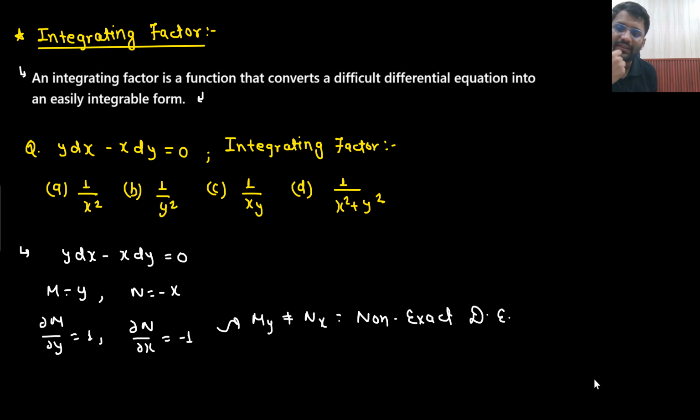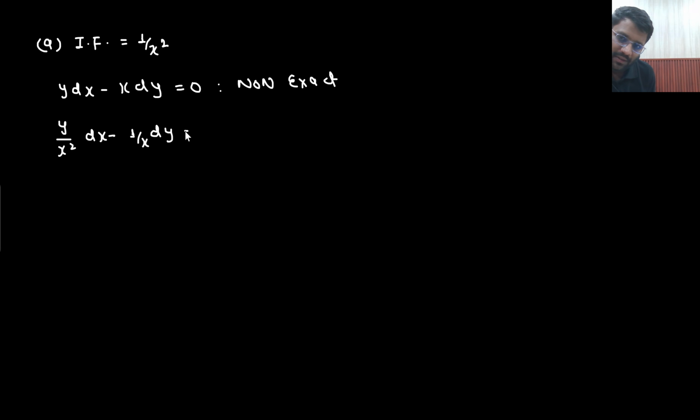Let's see that. First one is, if I treat my integrating factor as 1 by x square. So what is this guy saying? This guy is saying that your equation is y dx minus x dy, which is non-exact, equals to 0. If you multiply me, 1 by x square, then I will become exact. On both of the sides, I am multiplying with 1 by x square. So what will I be getting? Y by x square dot dx minus x divided by x square, that will be 1 by x dy.